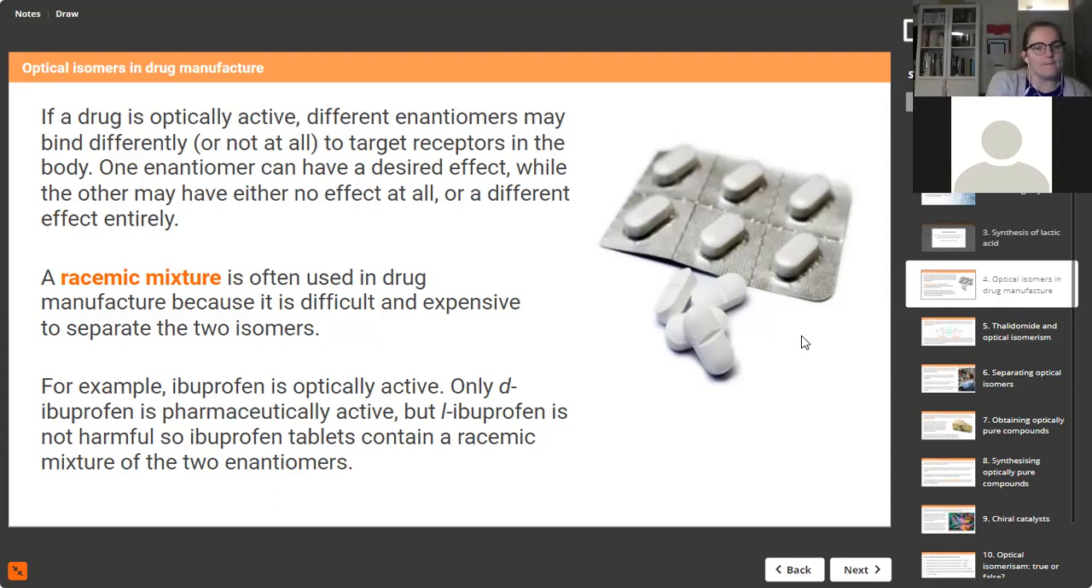So for example, ibuprofen is optically active. Only the D isomer of ibuprofen is pharmaceutically active, but the L ibuprofen is not harmful. So ibuprofen tablets contain a racemic mixture of the two enantiomers. And if one was harmful, we would then obviously have to separate them, but that's difficult and expensive. So if the other one isn't harmful and it doesn't really have any detrimental effects, we'll keep them there. Another example is the drug thalidomide.